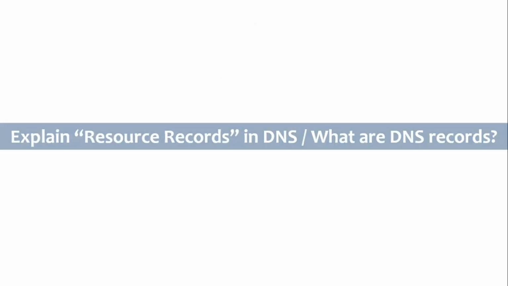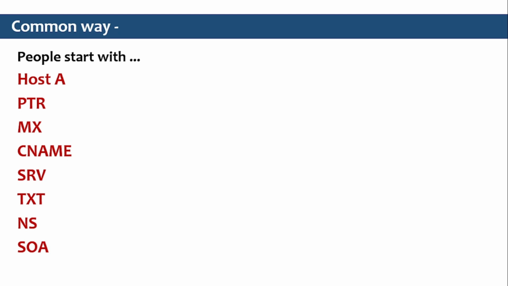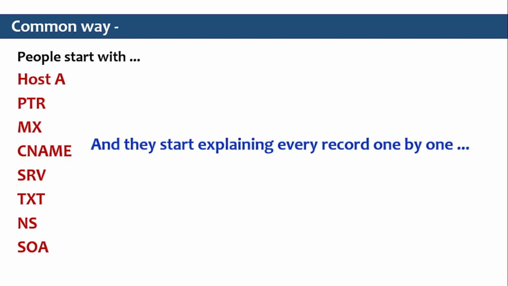So let's get started. We'll focus on how to answer the question, what are DNS records? I ask this question in every interview I conduct, or used to conduct some years ago, and I used to get some common answers. People always start with all the resource records one by one: host A, PTR, MX, CNAME, SRV, NS, SOA, and so on and so forth. And then they go ahead and explain each and every resource record. This is a common way which I have experienced. I have taken more than 1,000 interviews.